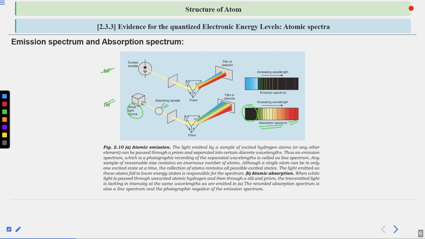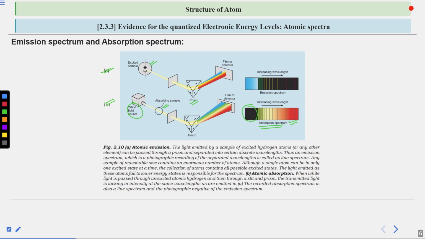Now if I look at image A, then the opposite of image B is done here. If we take this sample which has absorbed some amount of electromagnetic radiation and keep it here, since it has absorbed some amount of light, it is in the excited state. To stabilize itself, it will come back to the ground state, and in doing so, it will emit electromagnetic radiation. Again, this electromagnetic radiation is allowed to pass through the prism.